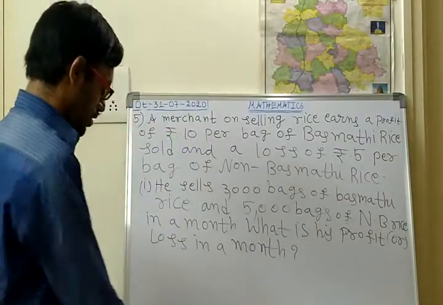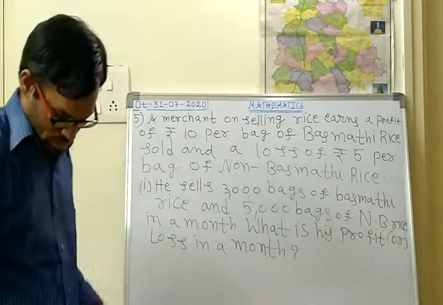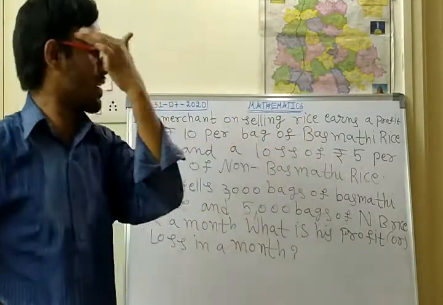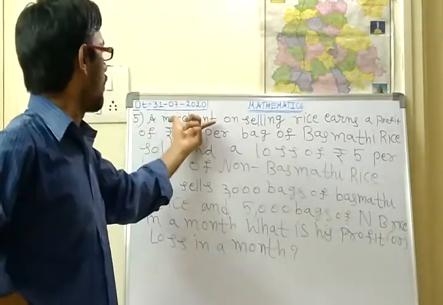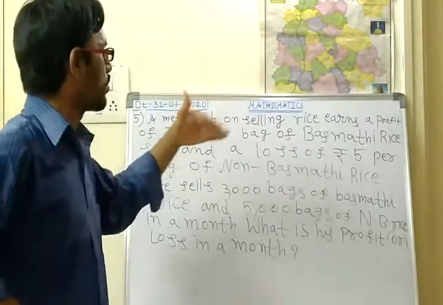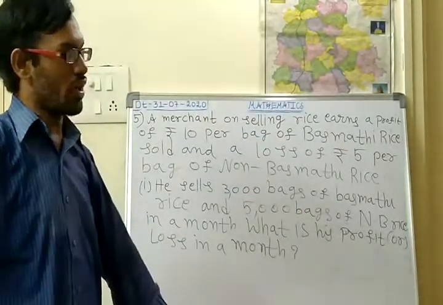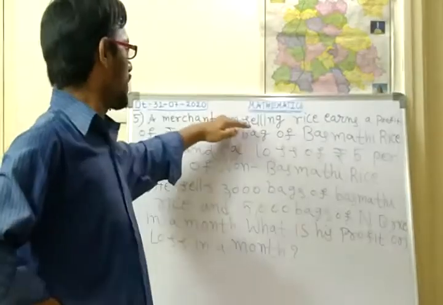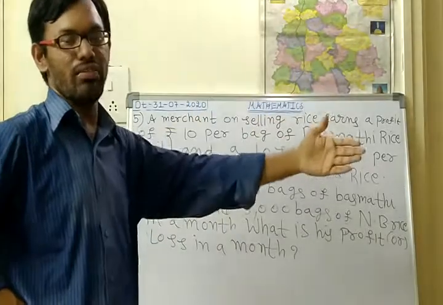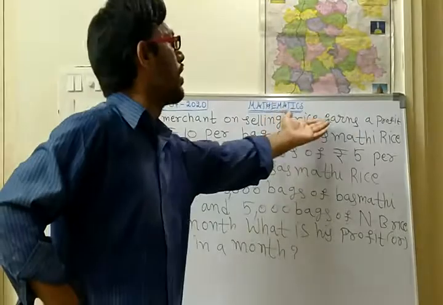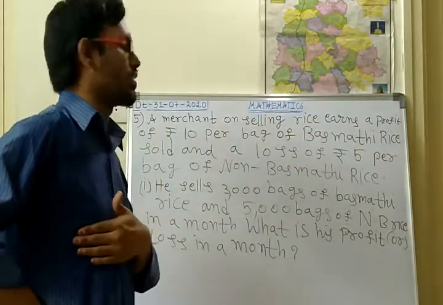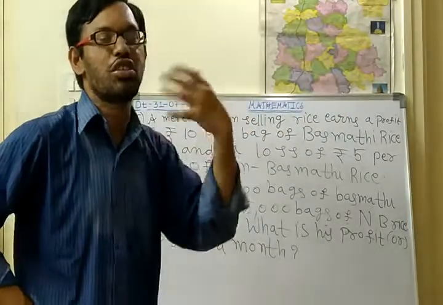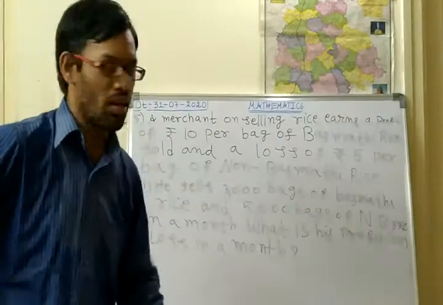So here, listen children. A merchant on selling rice. A merchant means the person who is selling in the shops. Okay, he is selling rice. He is giving it to another person and earns a profit of 10 rupees. So here profit means whatever extra money we gain. That is called profit.